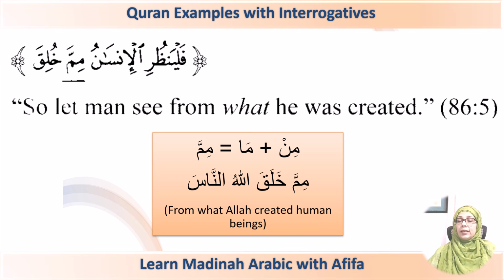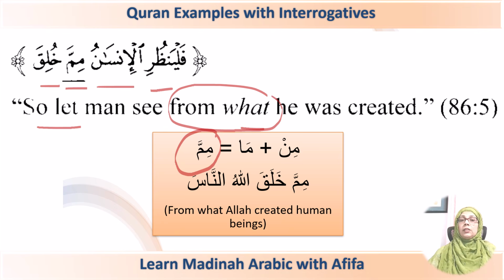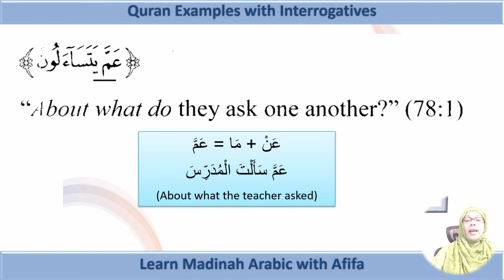Let's do a quick example from the Quran to look at mimma. فَلْيَنْظُرِ الْإِنسَانُ مِمَّا خُلِقَ. It means, so let man see from what he was created. So this "from what," as we have seen today, is mimma. We look at this phrase from a Quranic verse to study amma. So right here, amma yatasa'alun. It means about what do they ask one another.